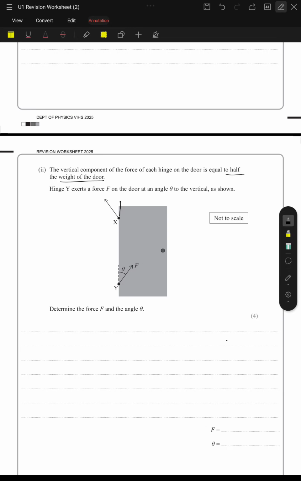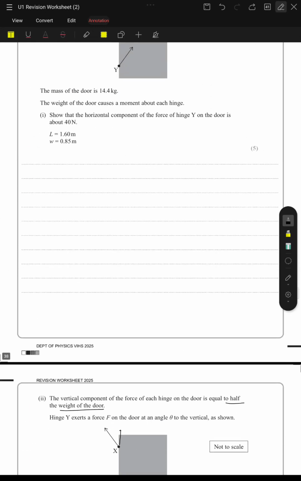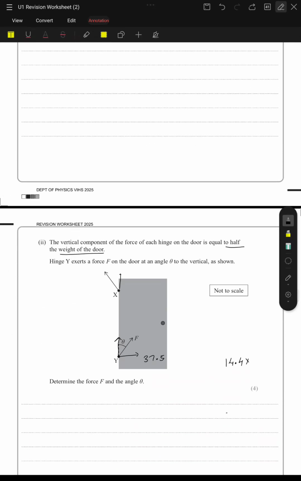In the previous question we showed that the horizontal component of force is equal to 37.5, right? And in this question they are actually giving us an idea about the vertical component. They are saying the vertical component of force on each hinge on the door is equal to half of the weight on the door. So we can calculate the weight on the door because the mass is given, that is mass is equal to 14.4. So 14.4 times 9.8, we will get the value for the weight.